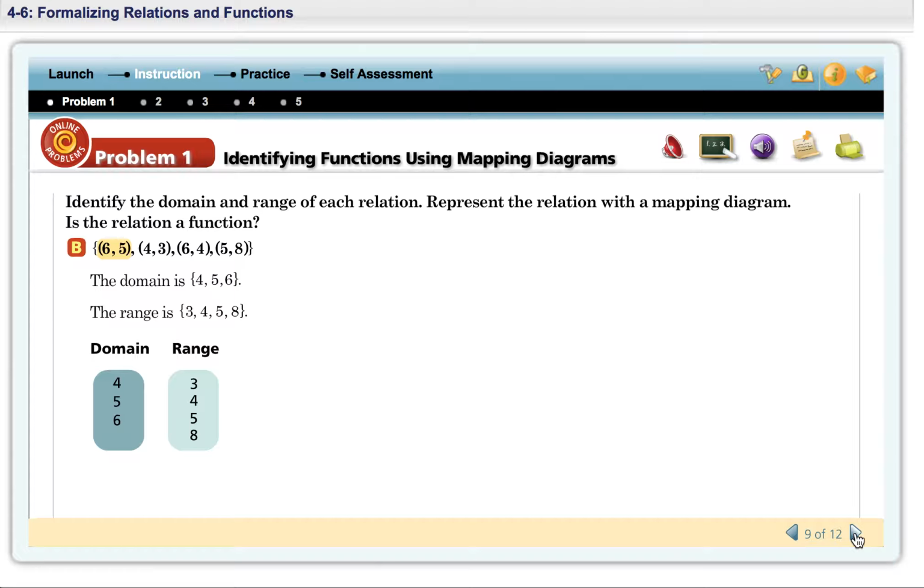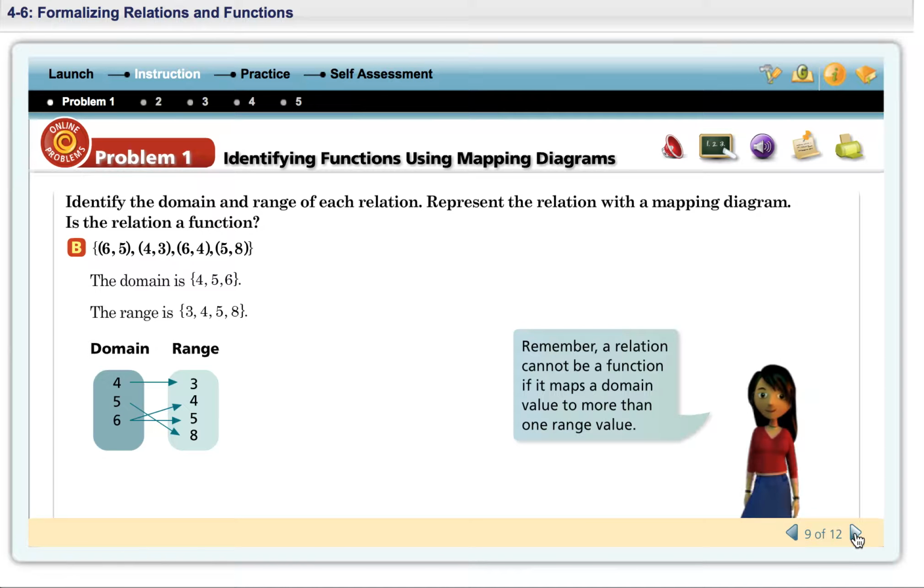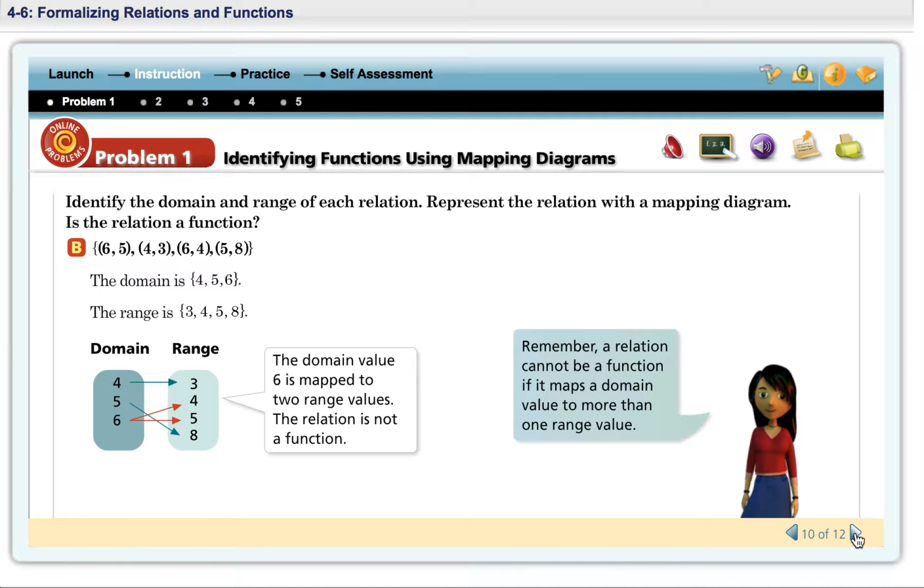Represent each ordered pair with an arrow in the mapping diagram. 6 maps to 5. 4 maps to 3. 6 maps to 4. And 5 maps to 8. Remember, a relation cannot be a function if it maps a domain value to more than one range value. The domain value 6 is mapped to 2 range values. So the relation is not a function.